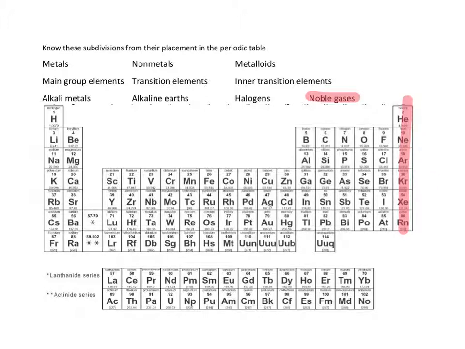So all of these are groupings of the periodic table that you should know, and you should be able to identify elements belonging to these groups from what I've given you in these lectures and from looking at a periodic table.